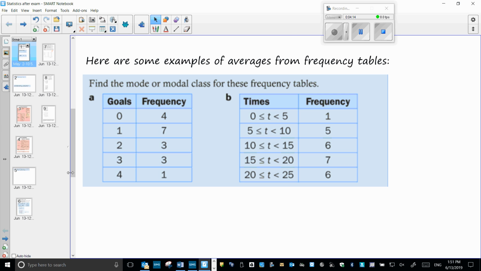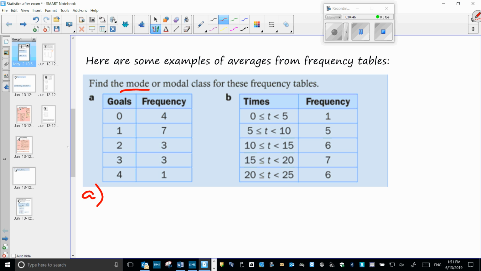So for A, if I'm trying to find the mode, what did I say the mode was? The most frequent. So which value here is the most frequent? 3. Wait a minute. Somebody said 1, and I said 3. It's the frequency. It's 1. Okay, I got it.